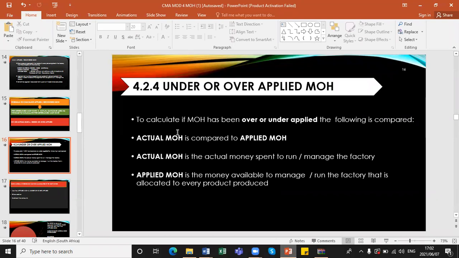To calculate if manufacturing overheads has been over or under applied, you need to compare two items. Actual overheads is compared to applied overheads. Actual overheads is the actual money spent to run the factory. Applied overheads is the money available to manage or run the factory that is allocated to every product. Remember, when you wanted to calculate cost of production, you used applied overheads. Now you calculate how much applied overheads you used for the year.